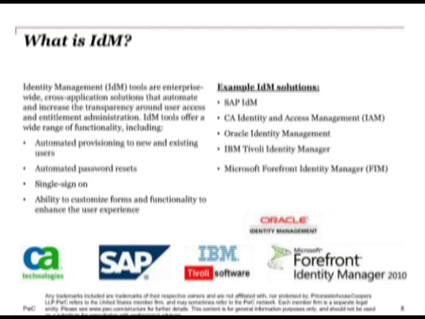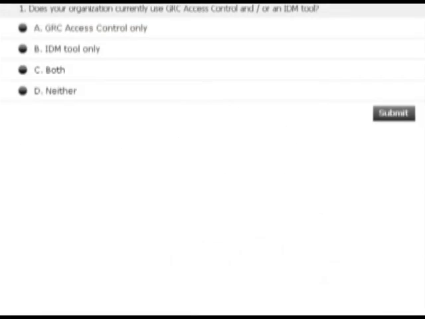Hey, so we're going to move to our first poll question. As I said, I'll read the question and then you'll get a minute to answer the question. This first question, does your organization currently use a GRC access control and or an identity management tool? Option A, GRC access controls only. Option B, an IdM tool only. Option C, both. Option D, neither.